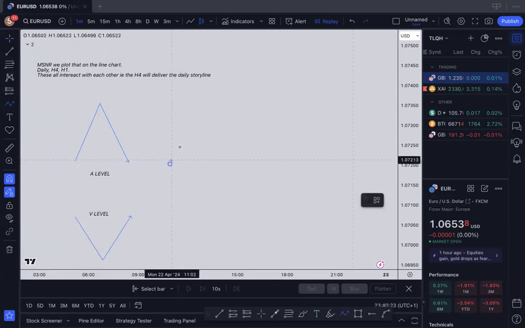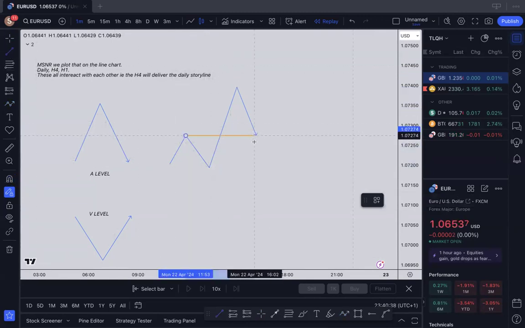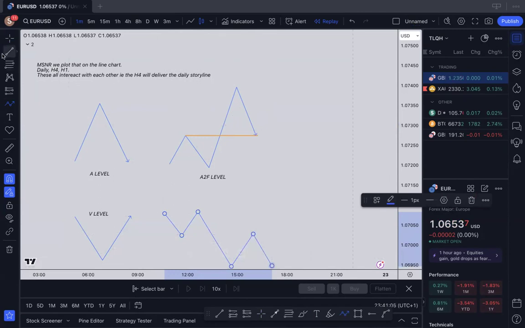The next one is the A to flip level. Now, how does this play out? What we'll be doing is coming up like we've got a normal level, and then we will close through the level right here on that time frame, and then we should expect it to be retested from the other side. So this is the A to flip level, and then on the flip side, pardon the joke, we have got the V to flip level.